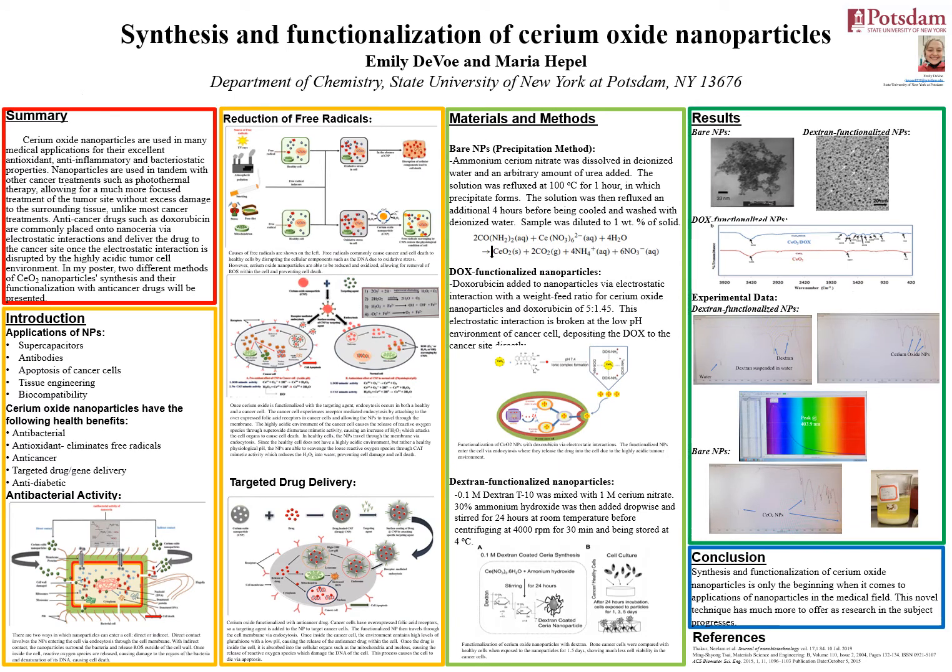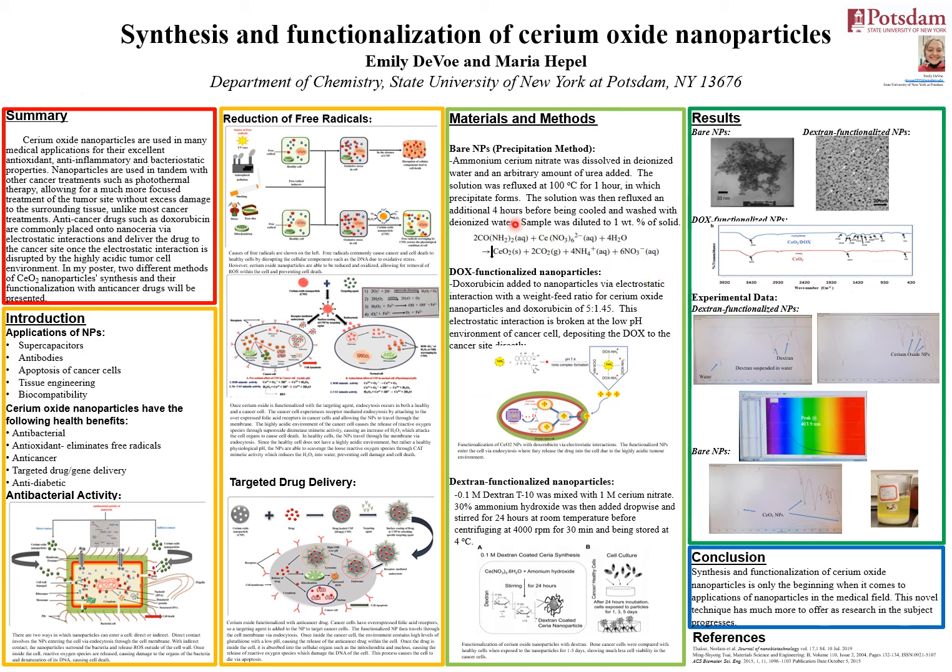So now that we know why we're doing what we're doing, I will go ahead and talk about the materials and methods. So the bare nanoparticles were produced using the precipitation method. Ammonium cerium nitrate was reacted with urea along with water for an hour, refluxed at 100 degrees Celsius. If there was precipitate, then the reaction was continued for an additional 4 hours. After that, we got the cerium oxide nanoparticles, which were cooled and washed with deionized water, and the sample was diluted to a 1% weight of solid.